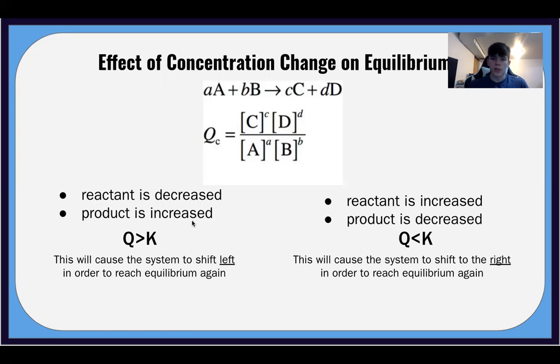Now, if we increase the reactant and decrease the product, this will mean that there's more reactant compared to product, meaning that Q is less than K. This will cause the system to shift to the right in order to reach equilibrium again.